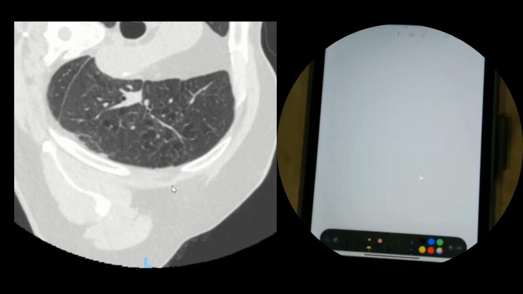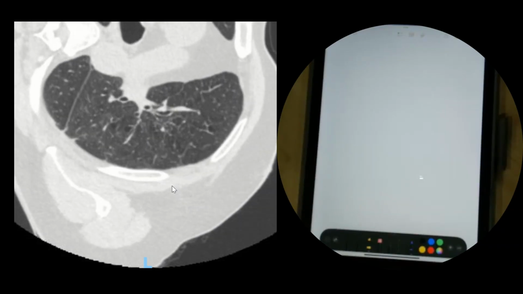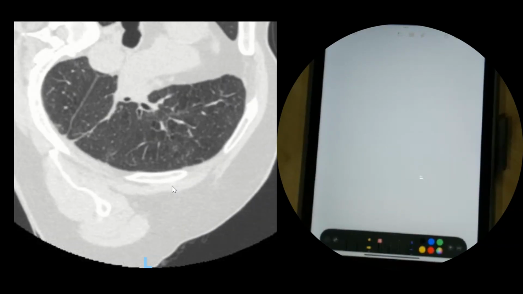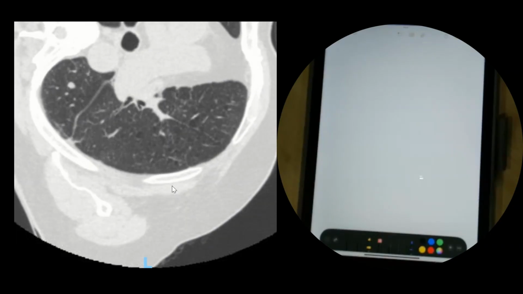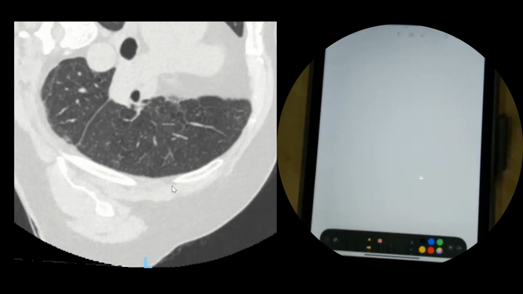And we see that it comes from the LB1+2. Note that the airway does not lead into the nodule, but eccentrically to it. I will share my approach to converting eccentric to concentric lesions in the subsequent slides.